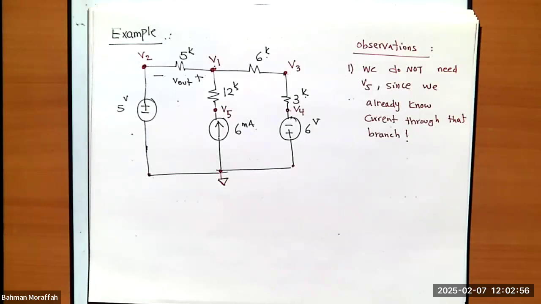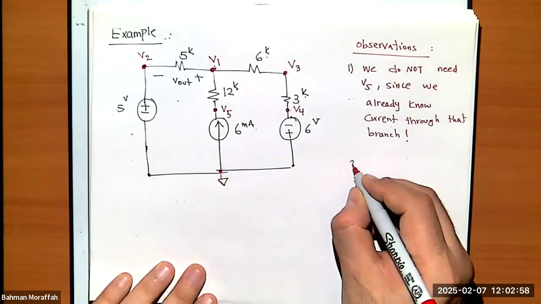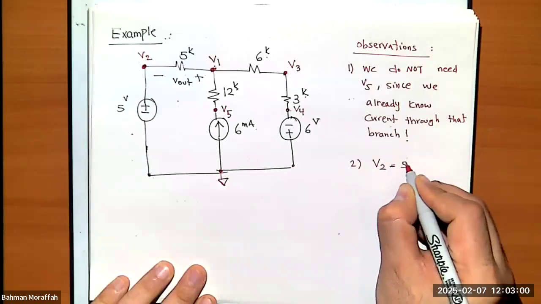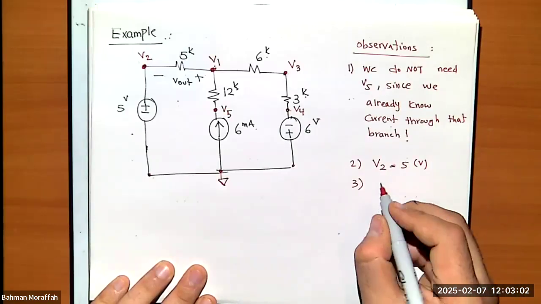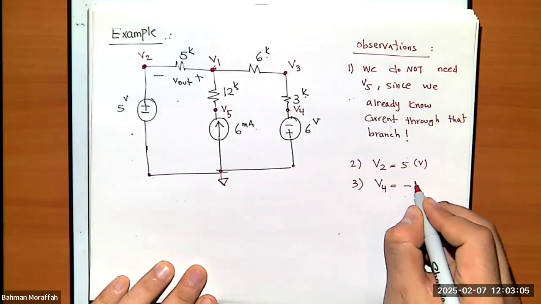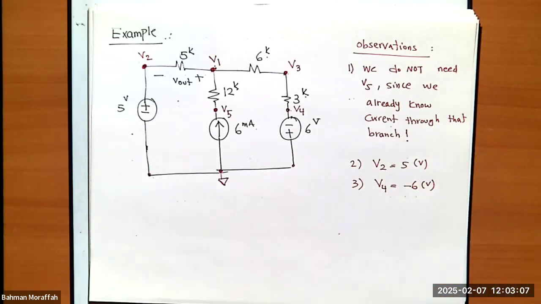So the second observation is that V2 is 5 volts. Third observation is V4 is negative 6 volts. Right?